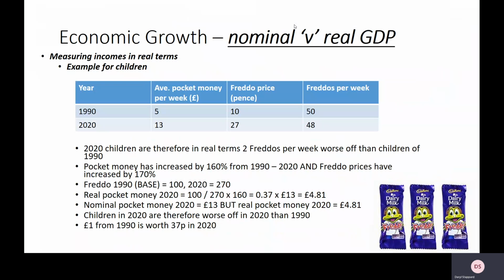So in nominal terms, kids in 2020 are better off. £13 is much better than £5. The trouble is when you're factoring in real terms, though, what people can actually buy with that money and the impacts of inflation, we can see it's actually the reverse. Kids in 1990 are better off than kids are in the year 2020. So real GDP per capita is far more useful than nominal GDP per capita.